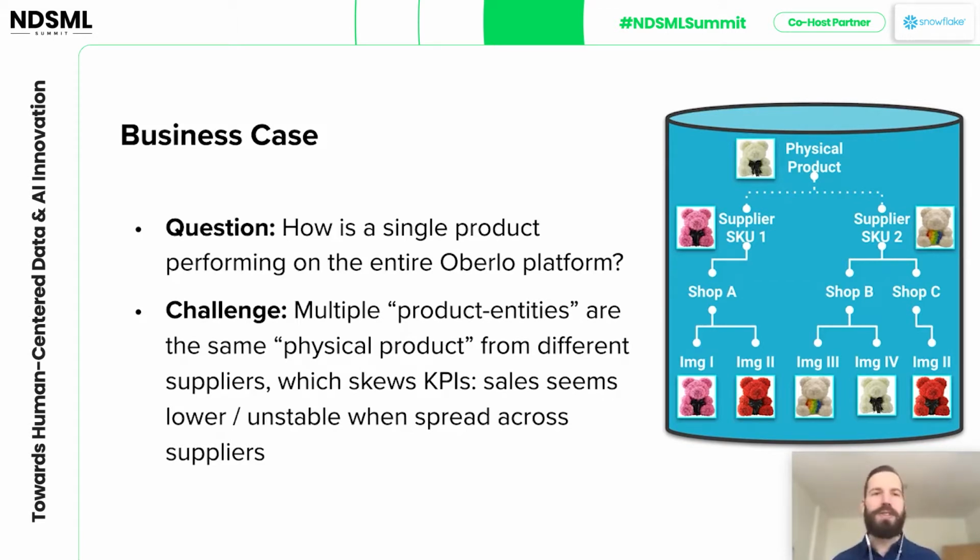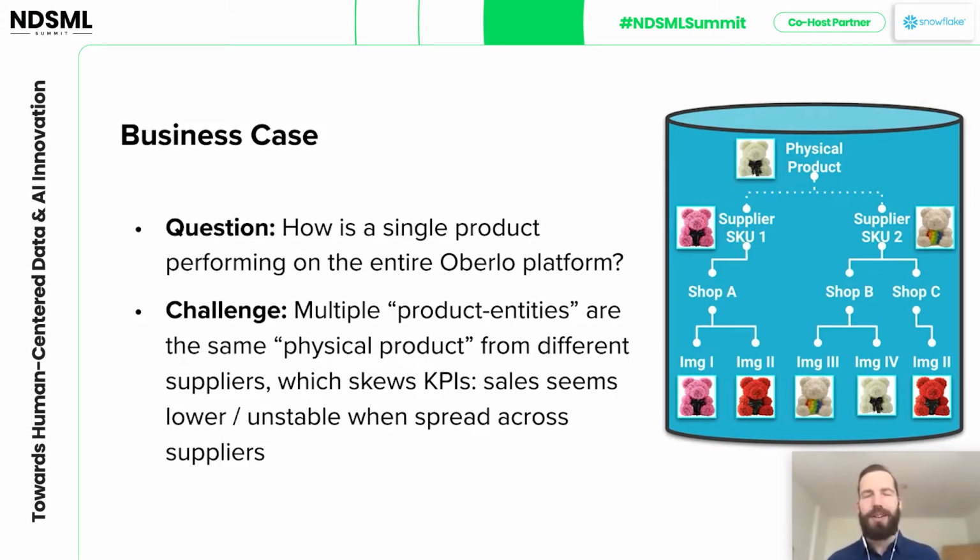So this all started with our catalog manager coming to me with a very, very simple question. What was the best selling product on the catalog? And this seems to be a pretty straightforward question, right? We have product entities or SKUs, just find the ones that are making the most money, and that's it, right?